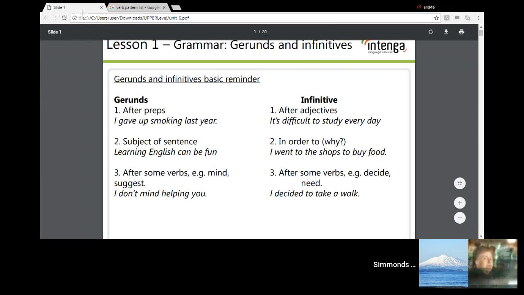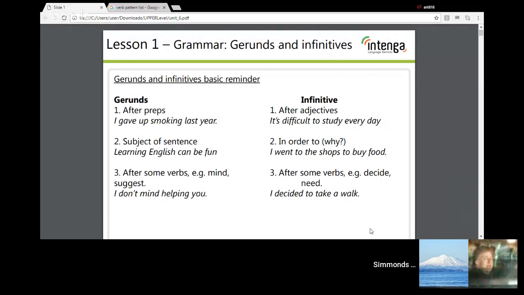All right, if we don't have any other questions, then Alex, would you like to read the infinitive sentences, please? Okay. First, after adjectives. It's difficult to study every day. Second, in order to. I went to shops to buy food. Third, after some verbs, for example, decides, needs. I decided to take a walk. Very good.